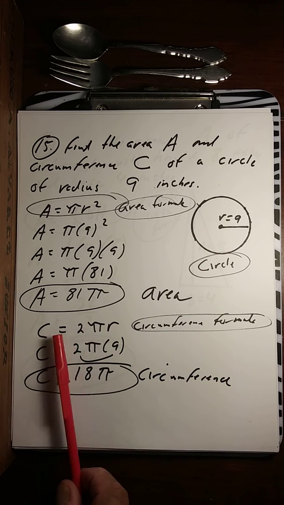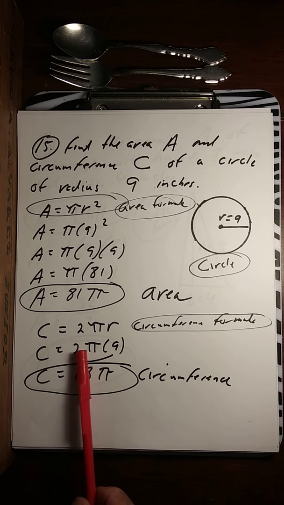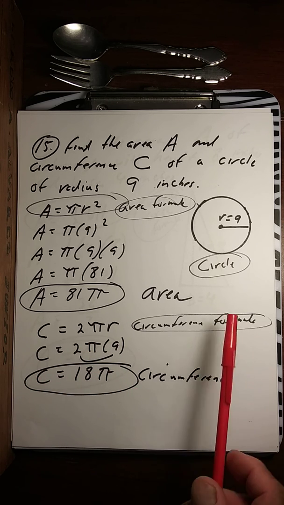Circumference, 2 pi r. So 2 times pi times 9. 9 times 2 is 18. So circumference is 18 pi. Circumference of the circle.